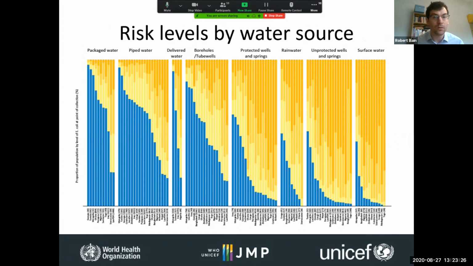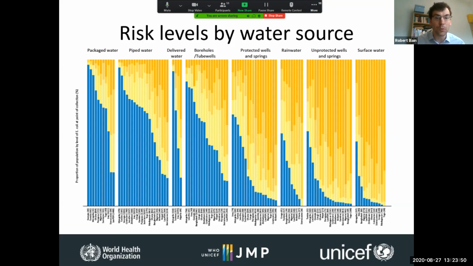We can also examine risk factors by linking this information about water services. So for example, water source types, the availability and their location. Here we can see the risk levels at the point of collection by country and grouped by type of water source, so the household's main water source.